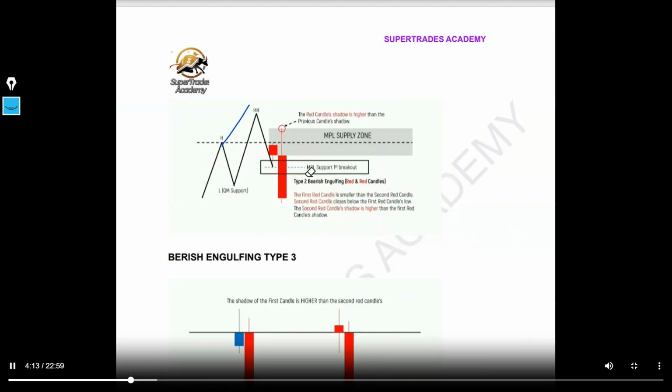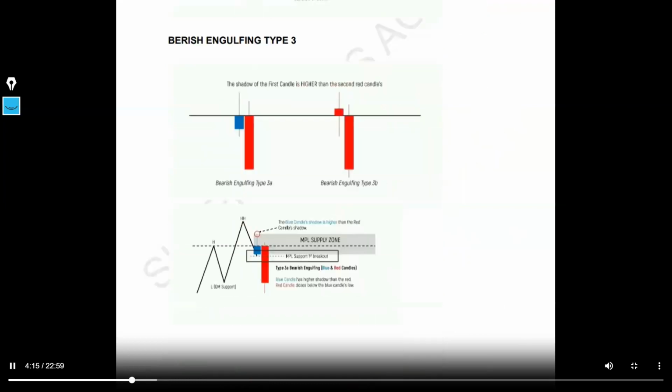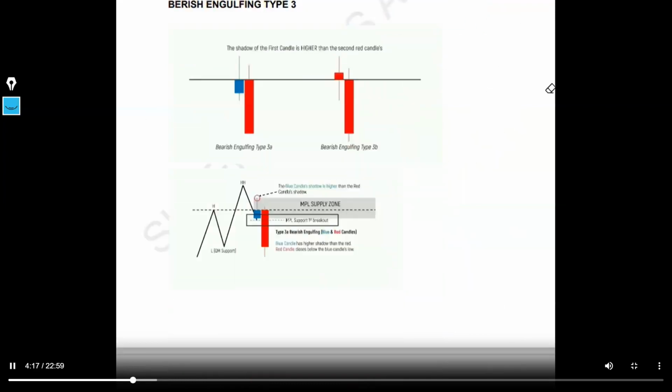Engulfing part 3. For these things, you have to know them and implement them. The shadow of the first candle is higher than the second red candle. The shadow of the first candle, this one, is higher than the second candle. This one here is the second candle, and this shadow is higher than this one. This is how you can place it.